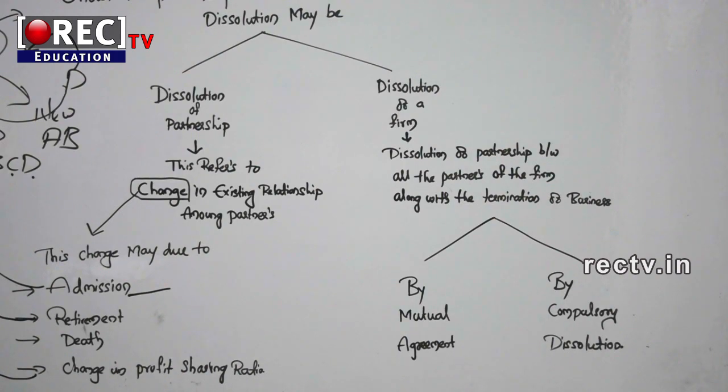And on the happening of certain contingencies means the expiry of the term for which the firm was formed. So if our firm is formed for a period of 2 years, after 2 years there is a discontinuation of our partnership firm. This is also a situation for the discontinuation of a partnership firm. And in case of death of all partners also there is a discontinuation of the partnership firm. Already we have seen that in case of death of a partner there is a dissolution of partnership, and when all the partners die, there is a discontinuation of the partnership firm.